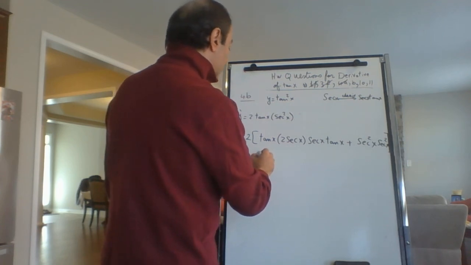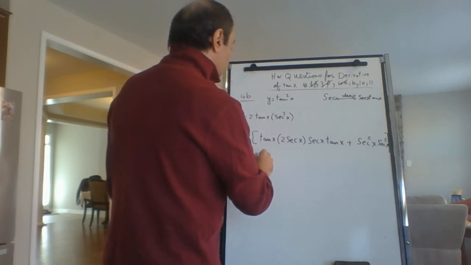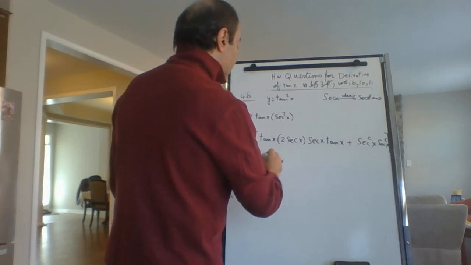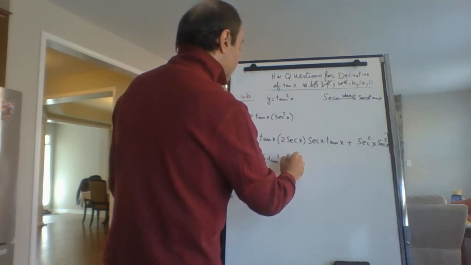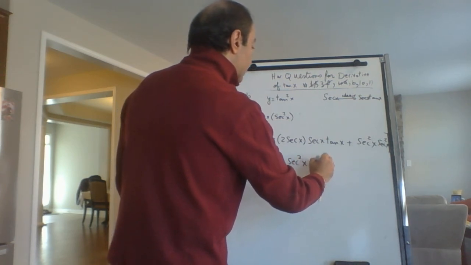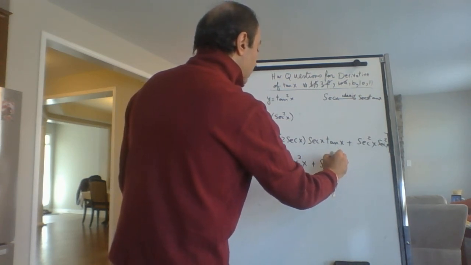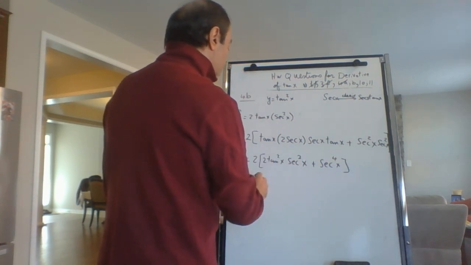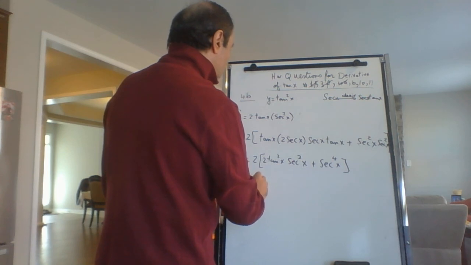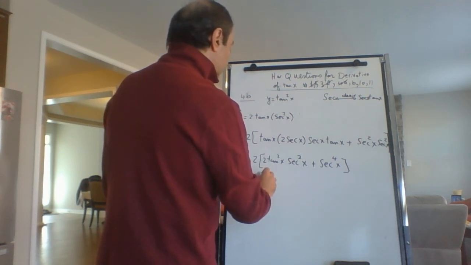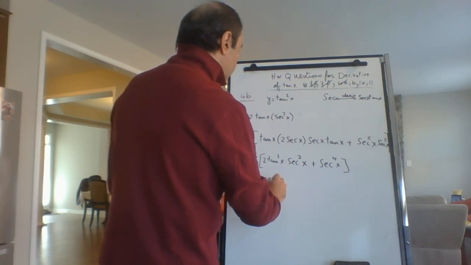Okay, so this is 2 times tan x. There is a 2 here, secant squared x tan x plus secant to the power of 4 x. We can factor the secant squared x out.